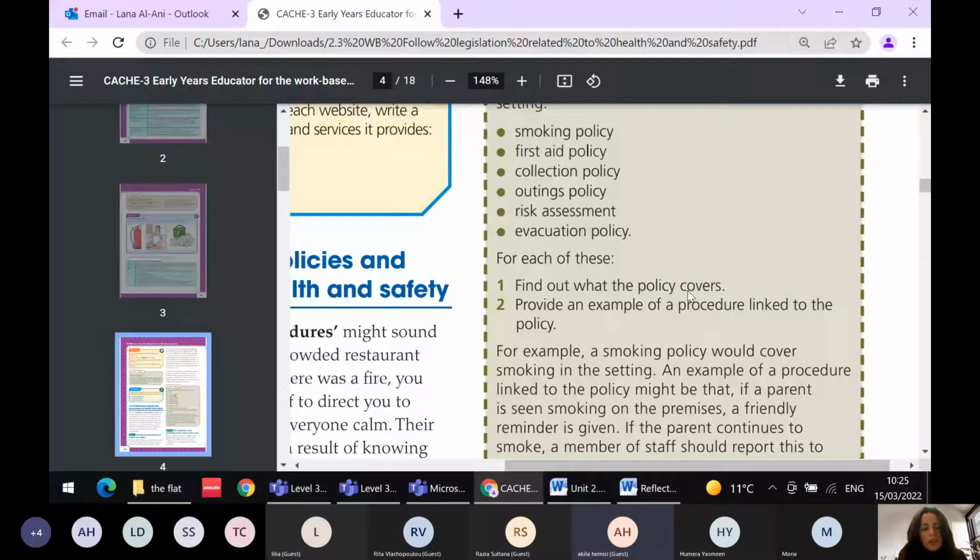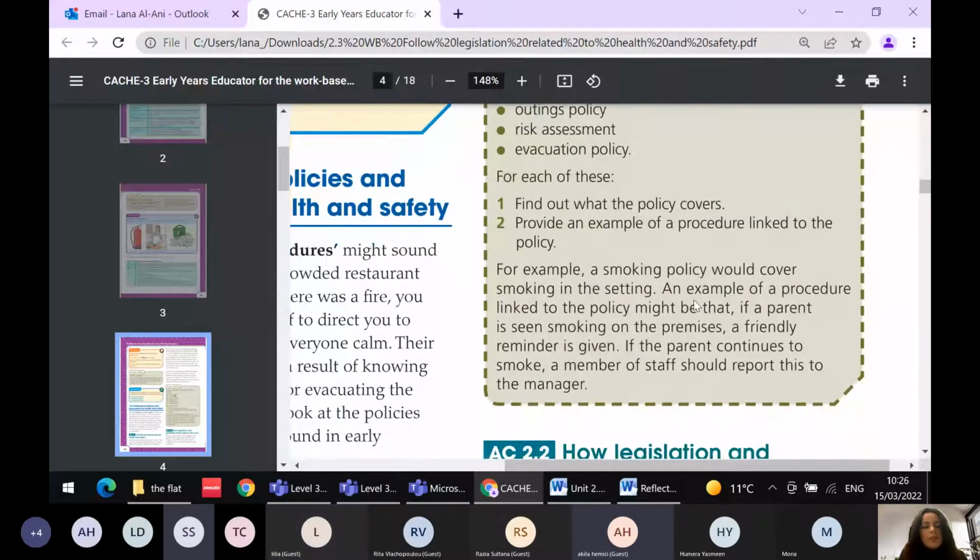And also outing policy, risk assessment. We know what all this is because we need to do risk assessment anyway. Evacuation policy, like if there is any fire, where the employees should evacuate, where is the point where they gather. All this needs to be in place.